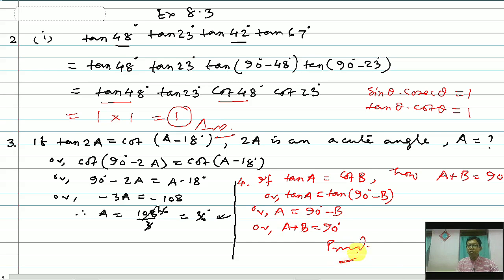Okay, in this way you can solve all the problems of NCERT, also R.S. Agarwal or R.D. Sharma. So in the next session we shall start the identities of trigonometric functions.